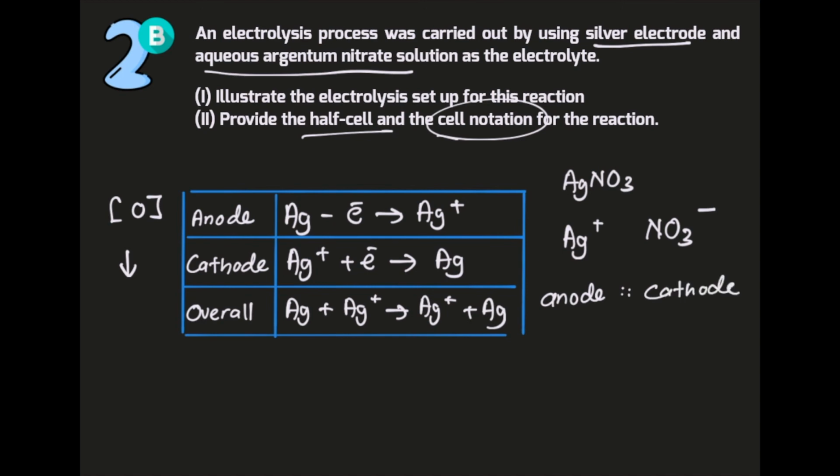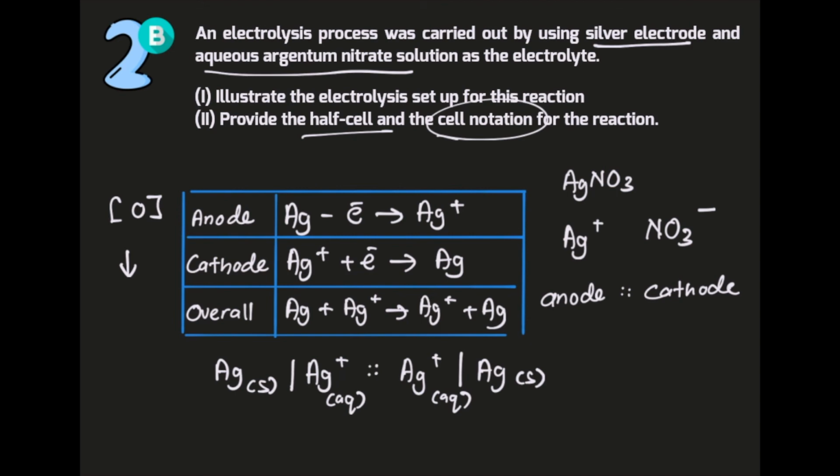Right, so how are you going to write it? At the anode, it starts with Ag, so the argentum shall be in solid form, and then it turns into ion, and then you divide it with these dots, and then at the cathode you will have your Ag+ / your argentum, which is in the solid form. This one you can also write in aqueous form. So this is your cell notation for the reaction.